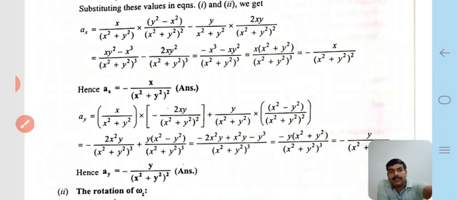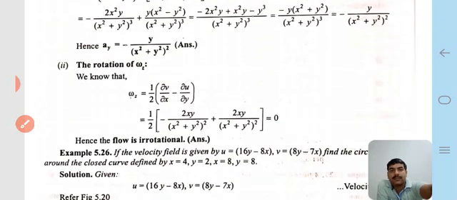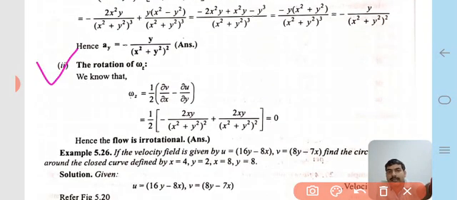Now, the question asks about the rotation along the z axis, that is omega z. Rotation omega z is equal to 1 by 2 times (del v upon del x minus del u upon del y), that is half of the vorticity. This is the vorticity. Omega z is equal to 1 by 2 (del v upon del x minus del u upon del y).